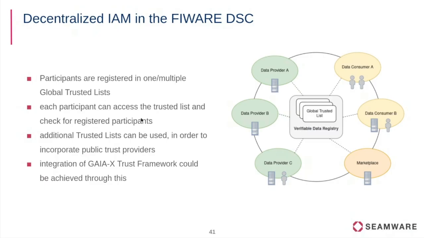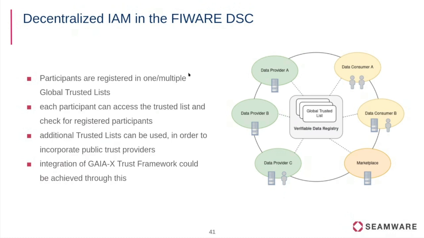Each participant can access the trusted list and check that somebody connecting is a trusted participant. So let's say consumer B gets connected by a client from provider B, then it can check, okay, provider B is part of my data space because it's listed in this global trusted list.